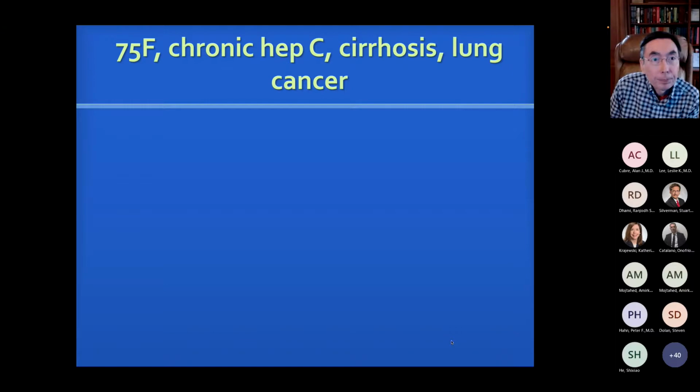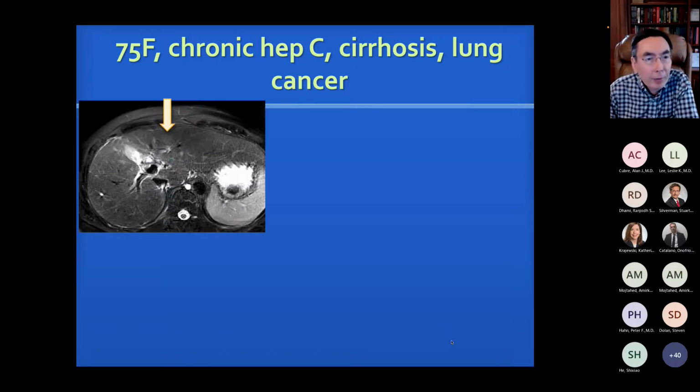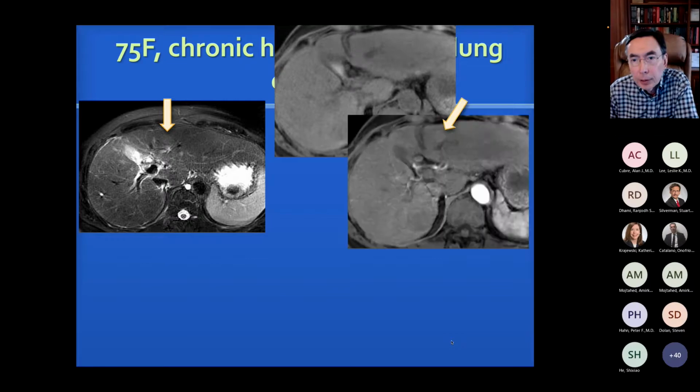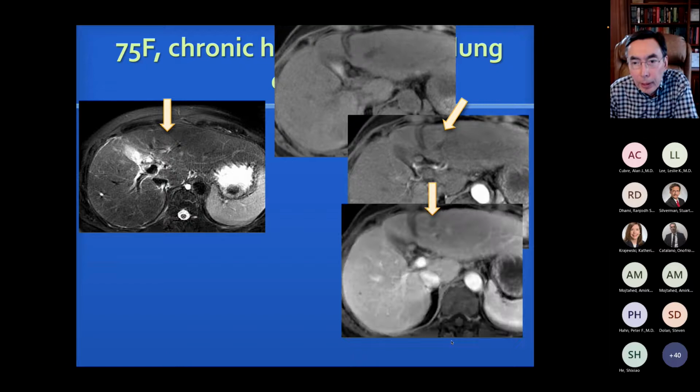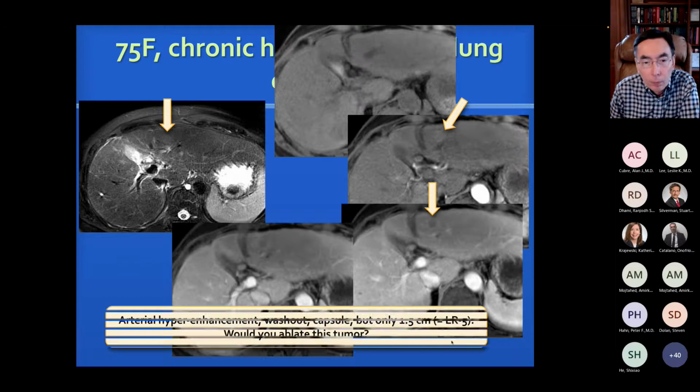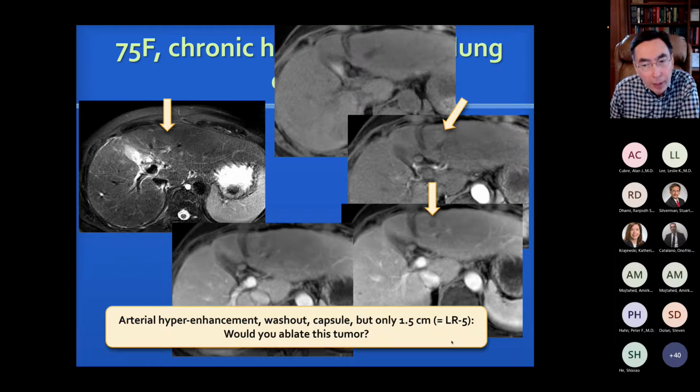Another case: chronic hep C, cirrhosis, also a history of lung cancer. Here we have a lesion that's faintly T2 hyperintense. It's really not visible on pre-contrast. There is mild arterial phase hyperenhancement. It has washout and a capsule, but it measures 1.5 centimeters in diameter, and it's a solitary lesion. So that's LR5 using LI-RADS, but it's only 1.5 centimeters.